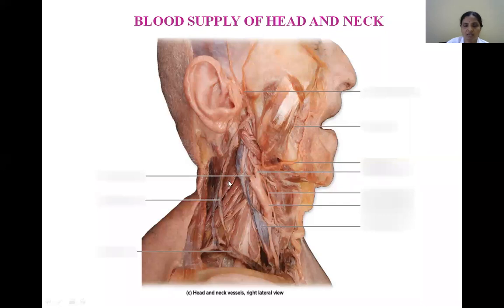Now coming to this picture, this is a dissected specimen. You can see the lateral view of the head and neck region. After dissecting the skin and fascia, we are able to appreciate all these blood vessels. Here these are the superficial veins, then this is a deep vein. Along with that we can appreciate an artery. What is this artery? It is the carotid trunk. What is the carotid trunk? We'll discuss it in the next slides. These are the great blood vessels present in the neck.